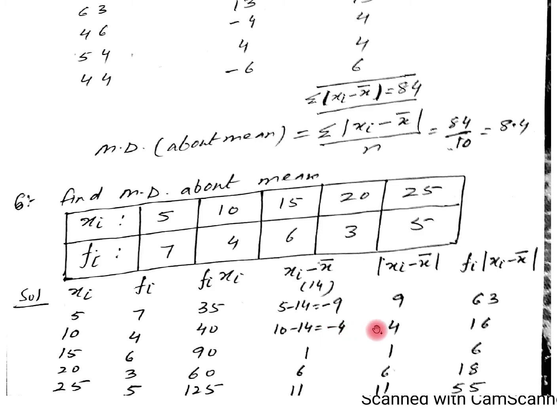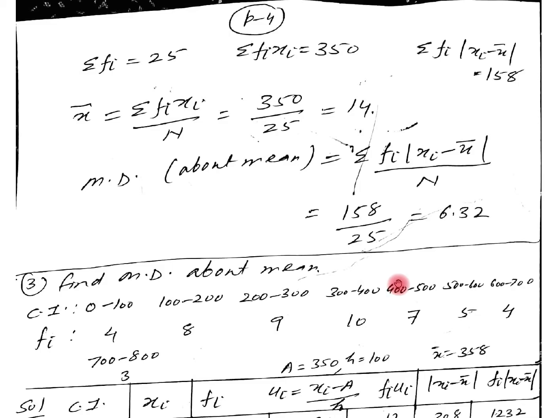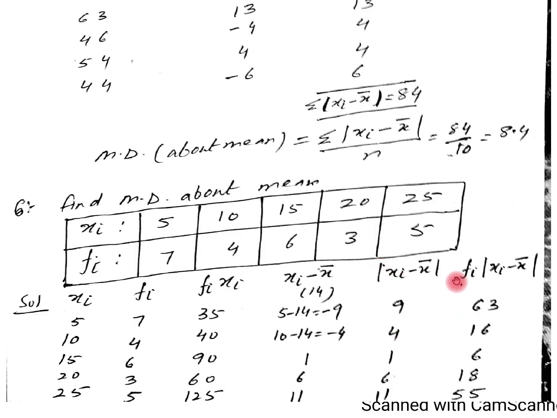The modulus of minus 4 is 4. And the modulus of positive values are positive. Modulus of 1 is 1. Modulus of 6 is 6. Modulus of 11 is 11. Then we have to make the column fi into |xi minus x bar|.